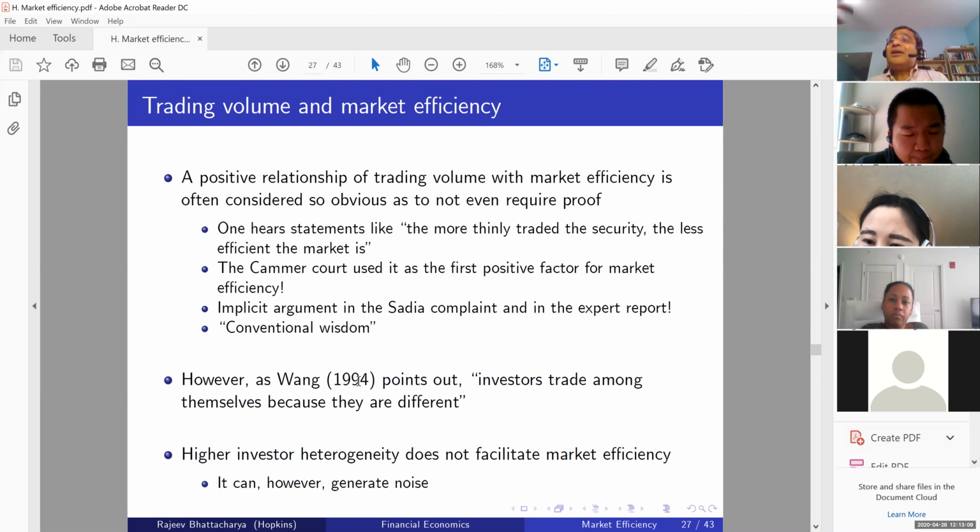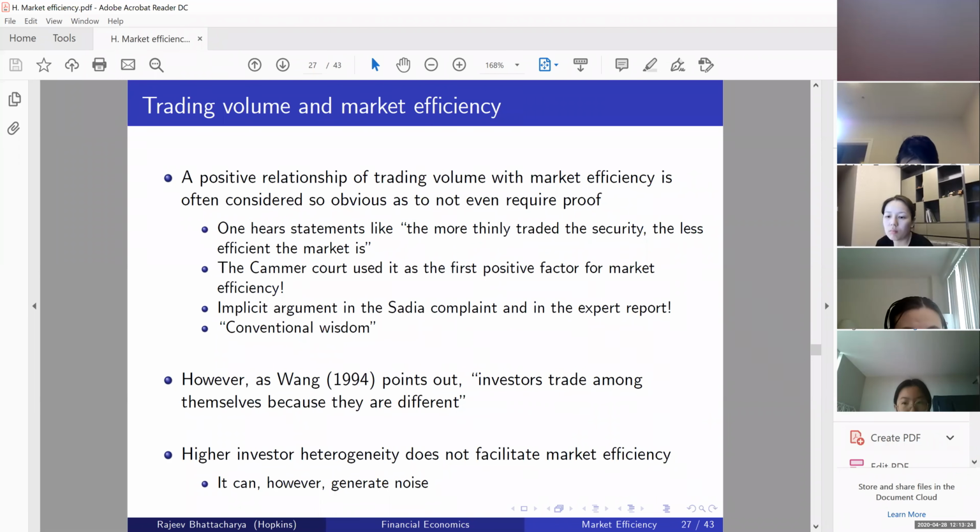investors trade among themselves because they're different. All right, let's consider this. All right, no, let's not consider a bottle. All right, CUA, I cannot see your camera. Let's take somebody whose camera I can see.